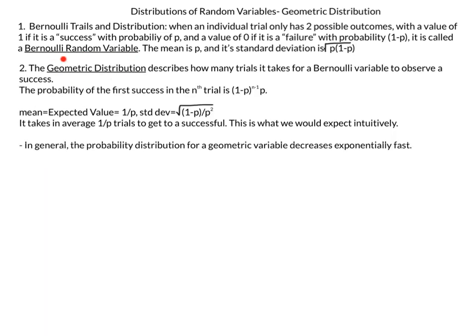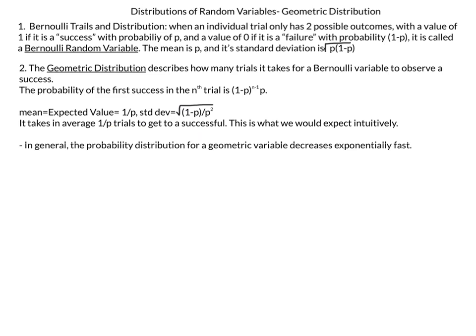So some notes on our geometric distribution. The probability of the first success being the nth trial is 1 minus p to the n minus 1. Those are the first n minus 1 failures. And then times p, and this p represents the final success. The mean, which is also equal to the expected value of the geometric distribution, is 1 over p, and the standard deviation is equal to the square root of 1 minus p over p squared.